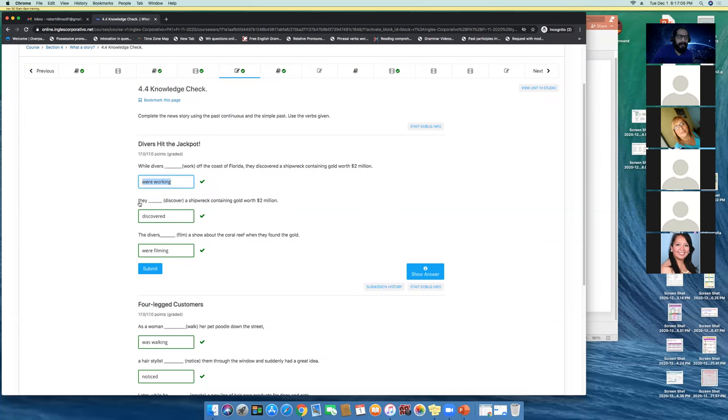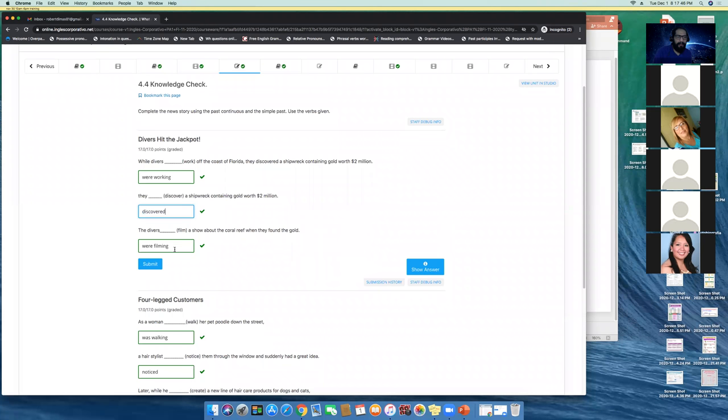The next one is they. The verb provided is discover, a shipwreck containing gold worth $2 million. And here we used discovered. They discovered a shipwreck containing gold worth $2 million. The third one, the divers. The divers were filming, because the word that we got was film, a show about the coral reef when they found gold. And so we have were working, discovered, and were filming for the first portion of that one.